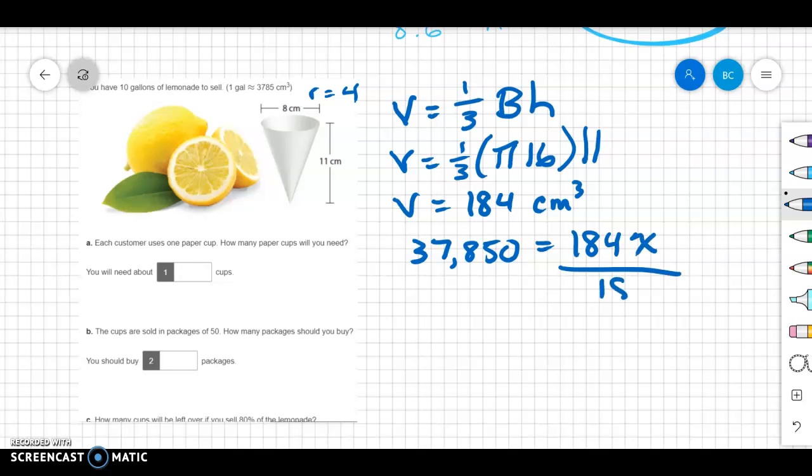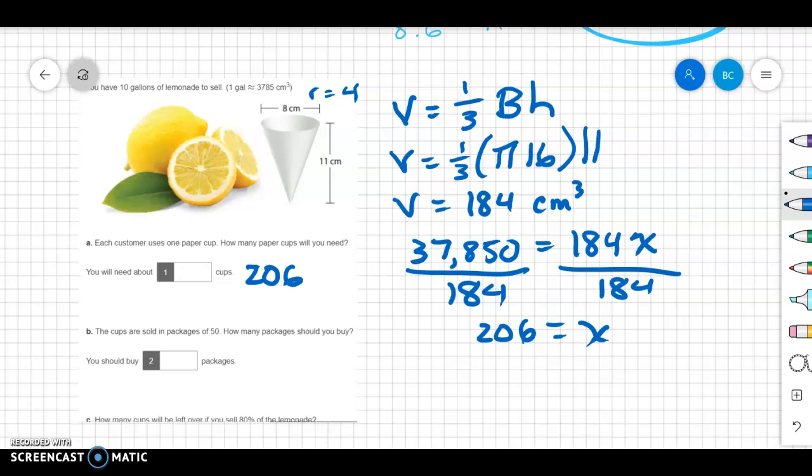So I'm going to divide both sides by 184 and 184. So I know that x equals 37,850 divided by 184, about 206 cups. And I'm just rounding to the nearest whole number on all of these. So this is 206.